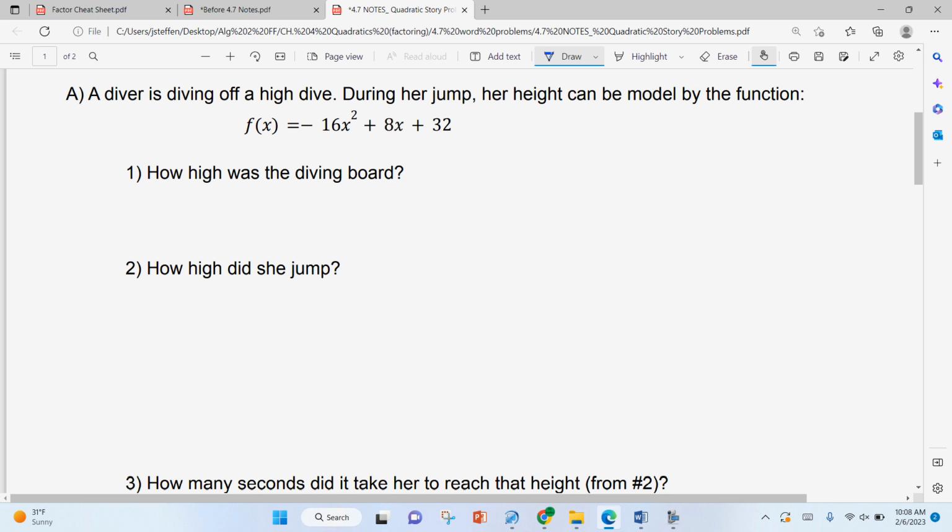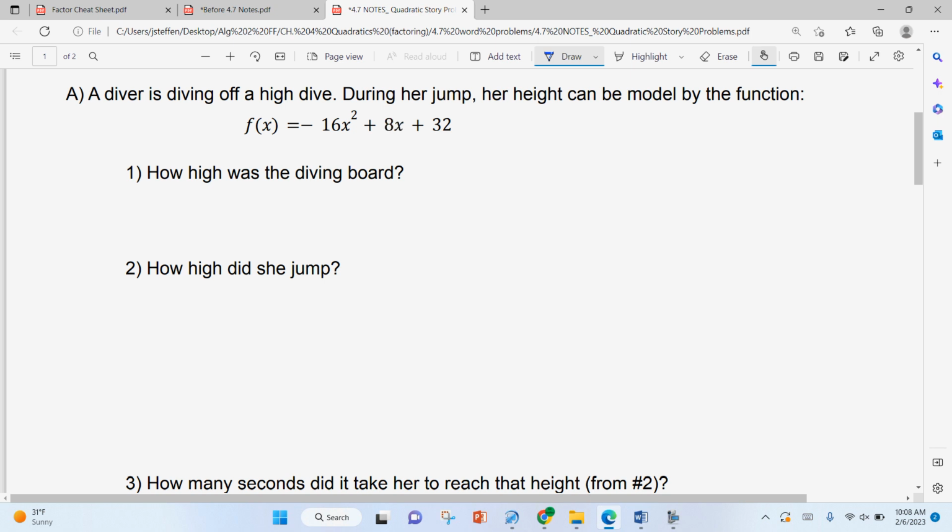So for this first one, a diver is diving off of a high dive. I didn't realize I used the word dive about 4 times in that sentence. Diver is diving off a high dive. During her jump, her height can be modeled as this function. So again, I could have made this problem harder by not giving you the function, making you find the function, but I didn't want to do that. So there you go. Once we know the function, that's all we need to know. We can find out all this information.